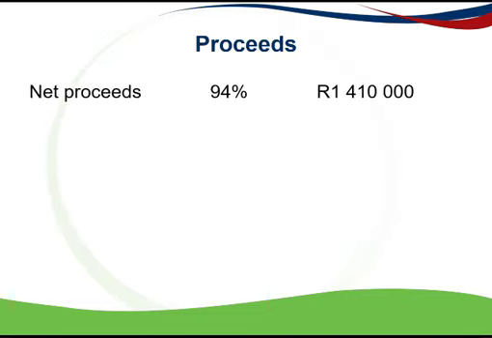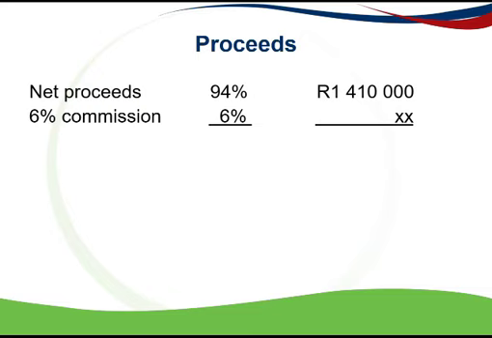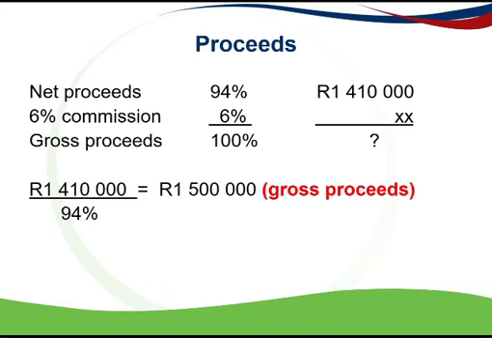The net proceeds represents 94%, which is 1.410 million Rand. Now, that's 94% because we were told in the question that the agent's commission is 6%. So 100% minus 6% gives us 94%. The question gave us the 6% commission. So we need to work out the gross proceeds that we're going to include as proceeds for the capital gains tax calculation. So we divide the 1,410 by 94%, which gives us gross proceeds of 1.5 million rand.